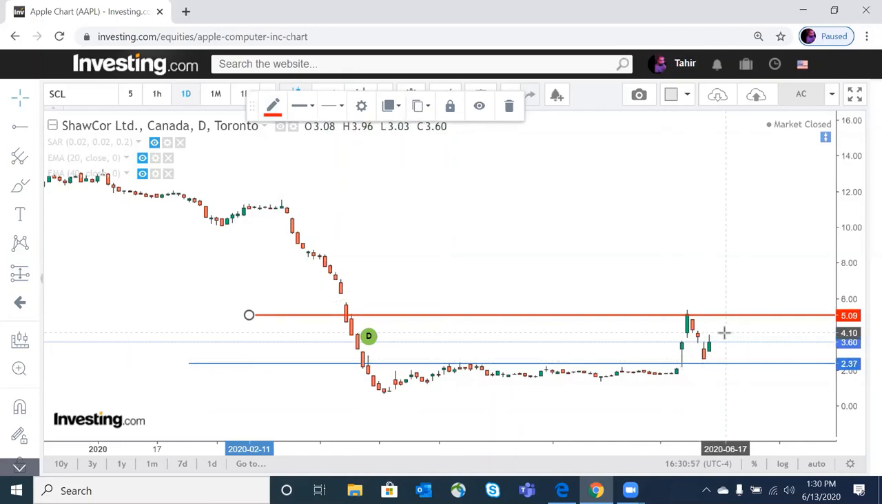So that's one point here, and this stock is currently in an upward trend, and it has the potential to go till five. So you can have your target price around 4.9 or something.